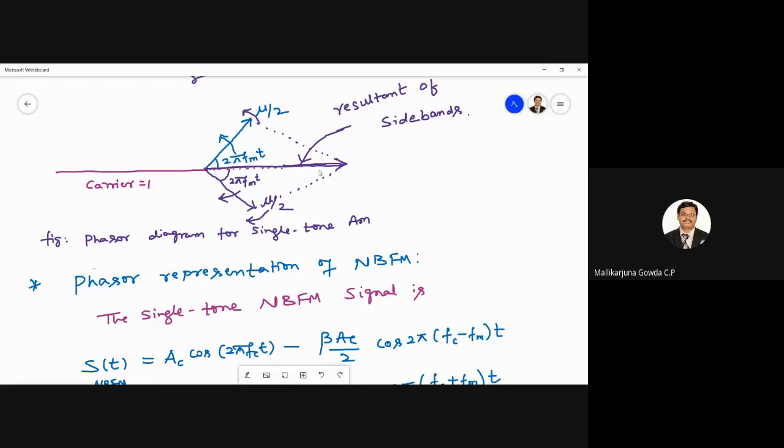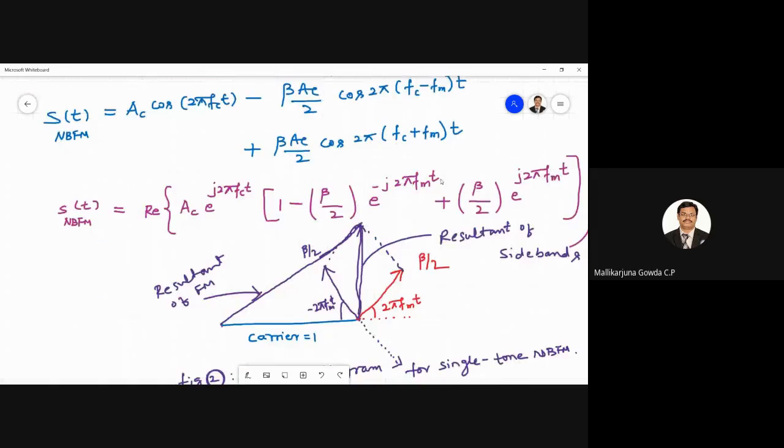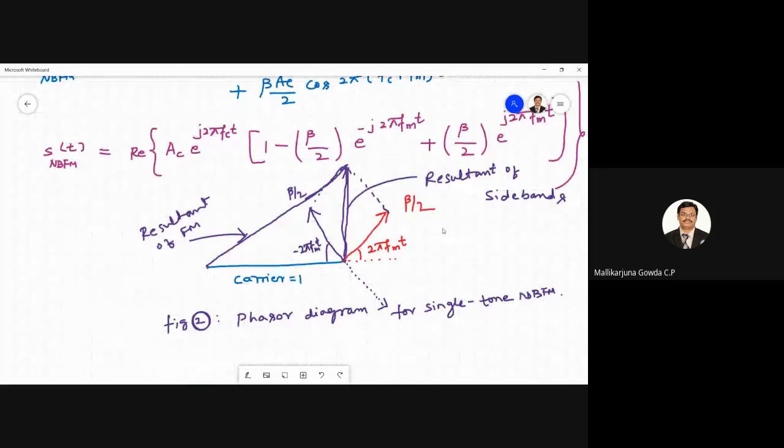in accordance with the message signal. But in case of FM, what we are observing here, the resultant of the two side bands is perpendicular to the carrier phasor. So it is out of phase with this carrier phasor, and the resultant of this FM signal has amplitude the same as that of the carrier. So this is what the difference is.